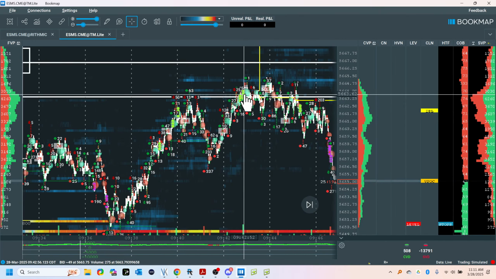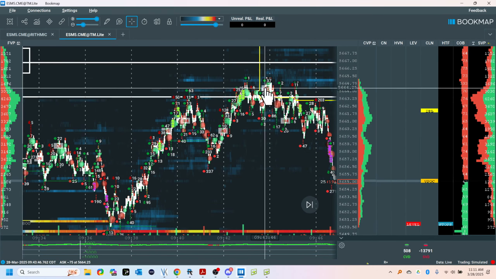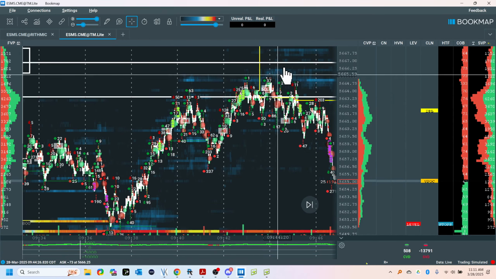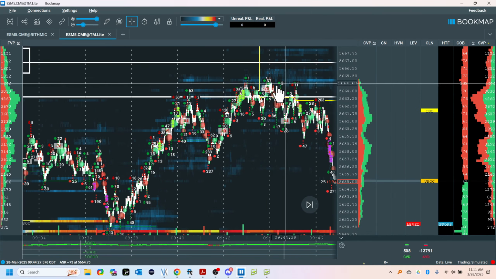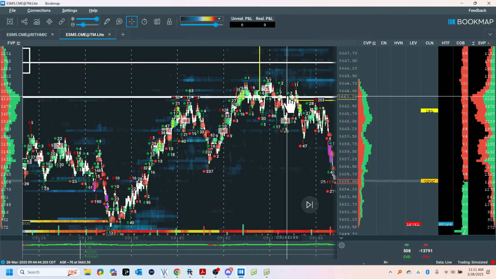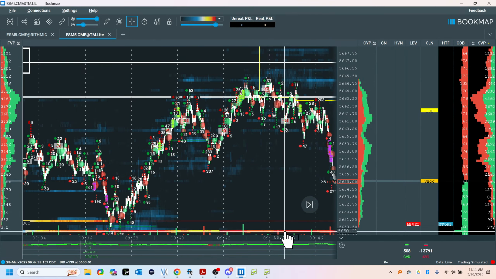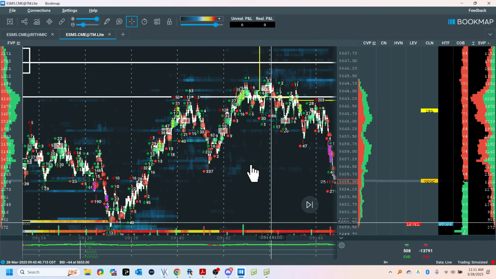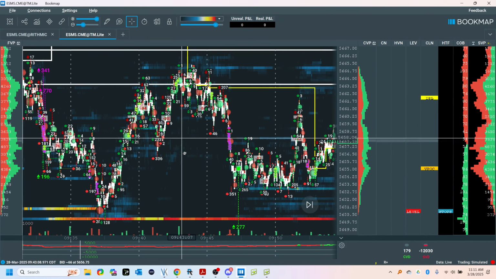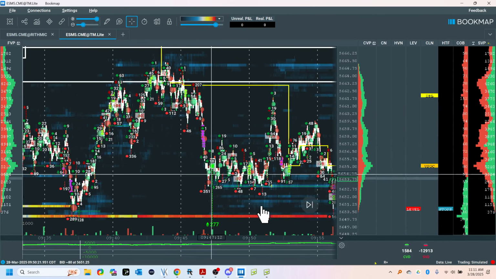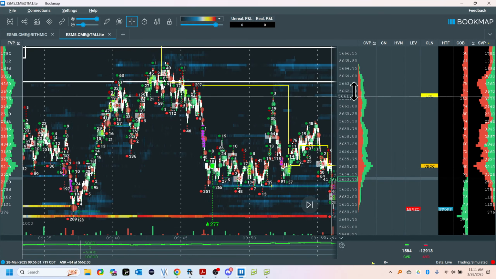So there's your sweep, same as there, VPOC migration, and this is a key behavior right here. Either we're going to push this way, which would mean get short from an outside for mean reversion, or we're going to reject it. And since the trend is down and we're trying to get here, and I got liquidity in the book here, there, VPOC migration, too high.